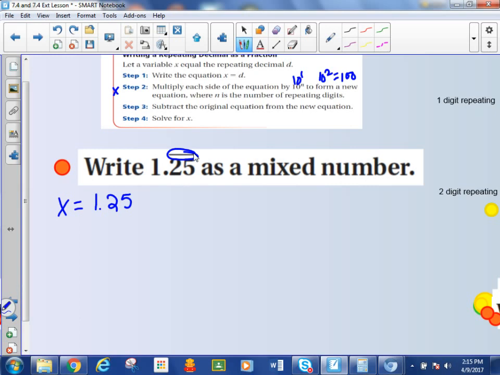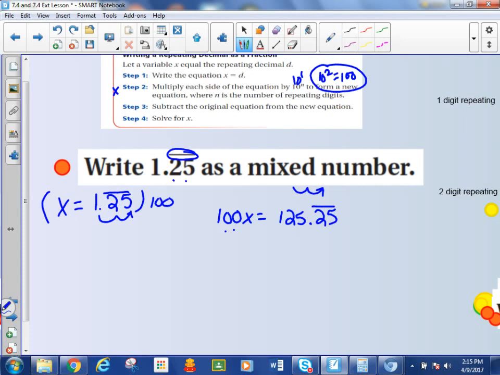Then we're going to multiply each side of our equation by 10 to the power of the number of repeating digits. We have two numbers repeating, so we're going to do 10 to the power of 2, which is the same as 100. So our new equation is 100x equals, and when we multiply a decimal by 100, two zeros means we move our decimal 2 places to the right. So it becomes 125.25 because the 25 continues to repeat. Okay, so there's step 2.